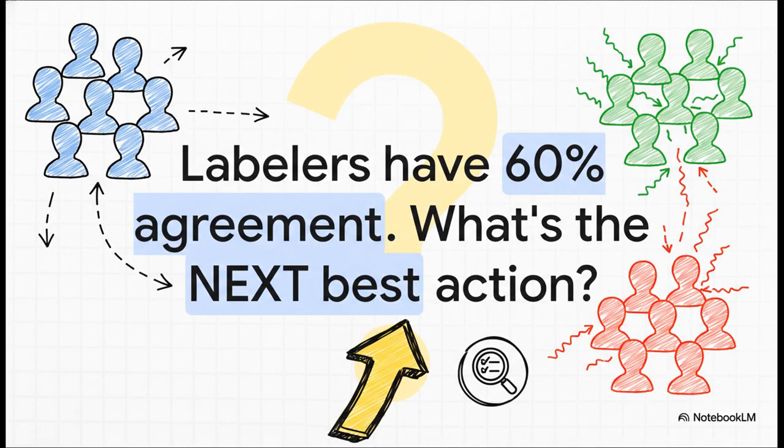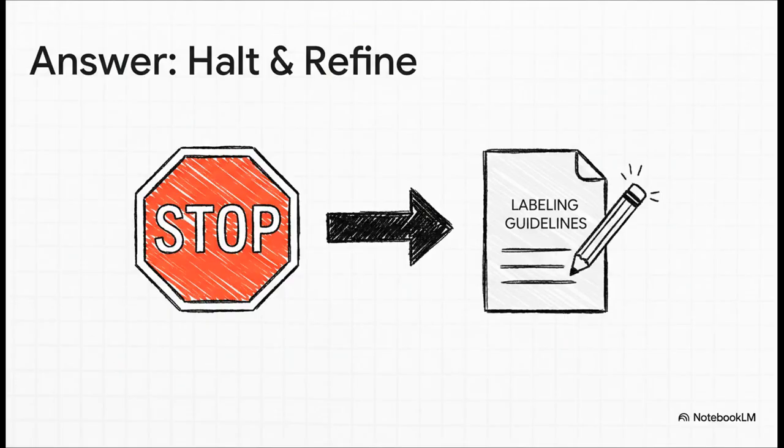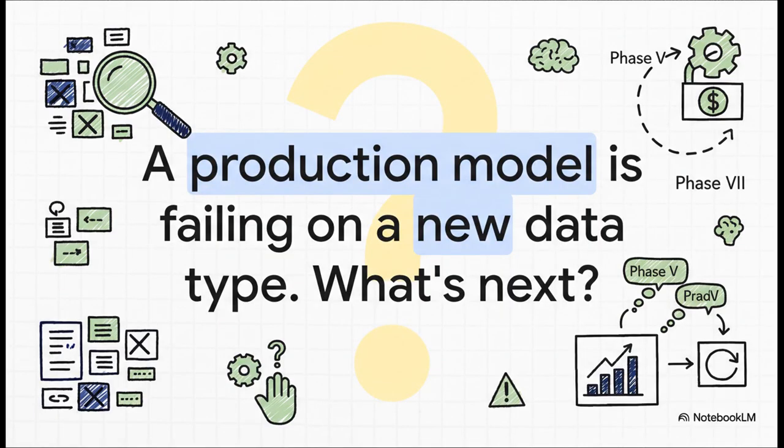Scenario 2. You've got a big problem. You run a check and discover your labelers only agree about 60% of the time on what makes a customer ticket urgent. As the PM, what is your very next move? Your next move is to halt labeling and refine the guidelines. Remember that exam trap we talked about? Low agreement is a critical quality failure. You don't just keep going. You don't average the results. You stop the production of bad data immediately, and you go fix the process at its source, which is the ambiguous guidelines.